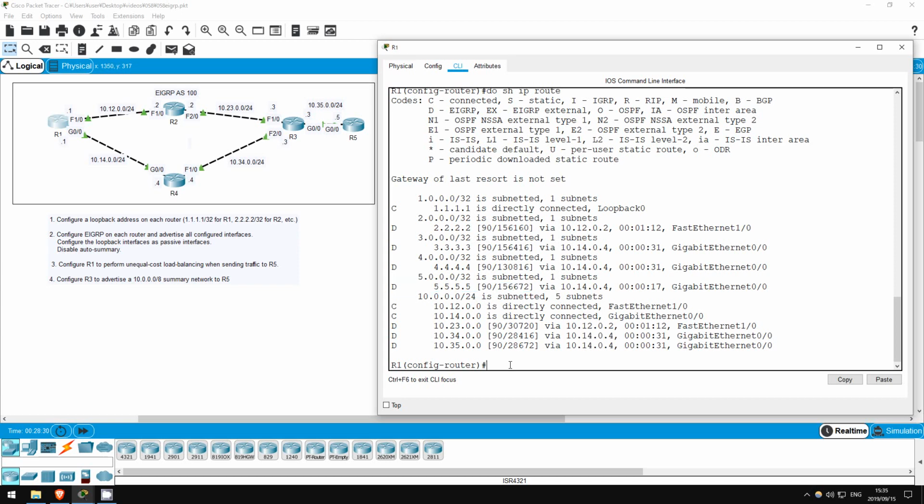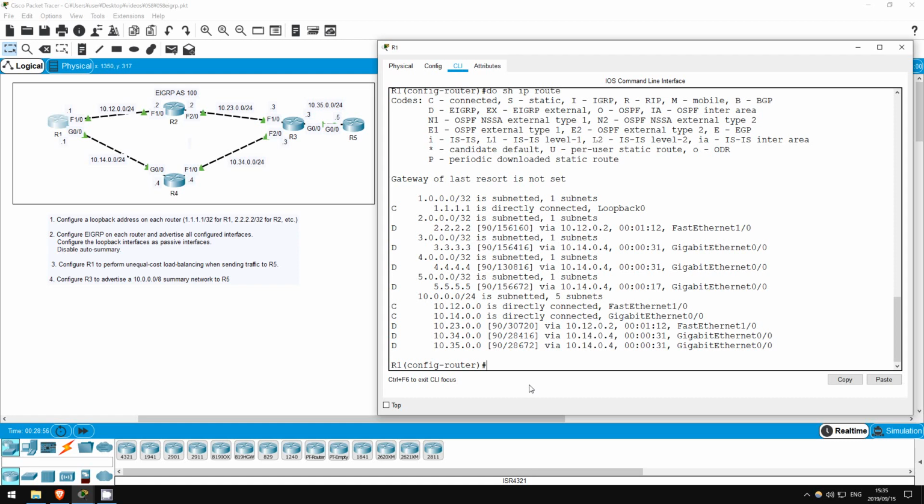However, our next task is to configure R1 to perform unequal cost load balancing when sending traffic to R5. OSPF can only do equal cost load balancing, but EIGRP can do unequal cost load balancing. However, it can't be configured to do unequal cost load balancing over just any path. It has to meet a certain requirement.